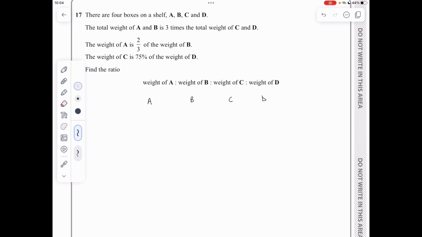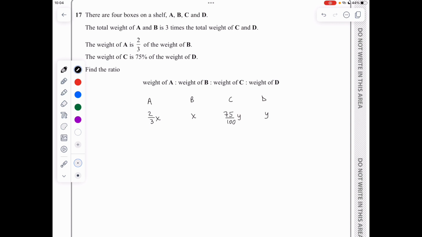So I could start by calling B x, and the weight of A is 2/3 of the weight of B. So A is 2/3 x. Similarly, I will call D to be y, and we are told that the weight of C is 75% of the weight of D. So C is 75 over 100 times y.